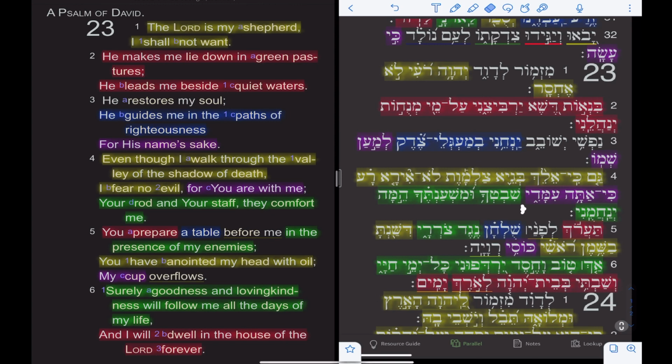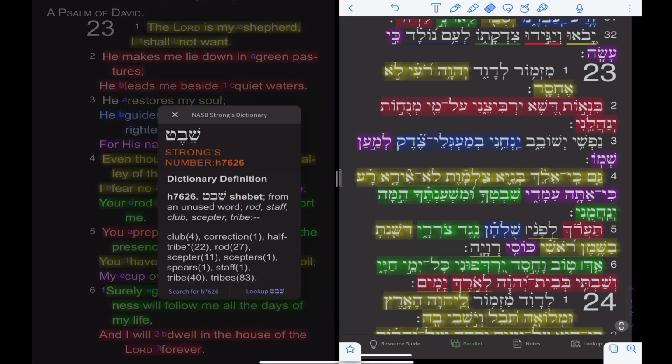So picking it up here then at the halfway point of verse 4, your rod and your staff, they comfort me. So your rod is shivtecha, and rod in Hebrew is shebet. You can see it here in the Strongs. It's a staff, it's a scepter, it also can be tribe.